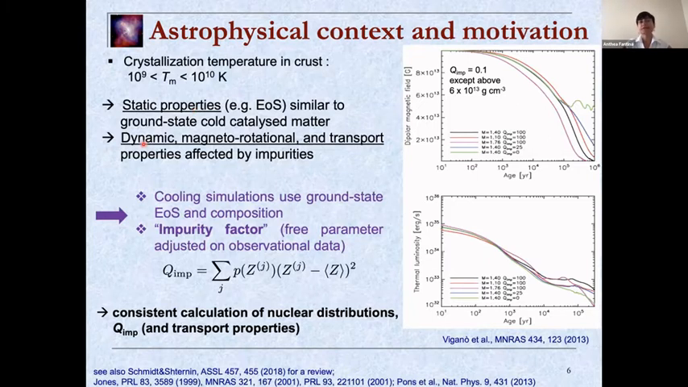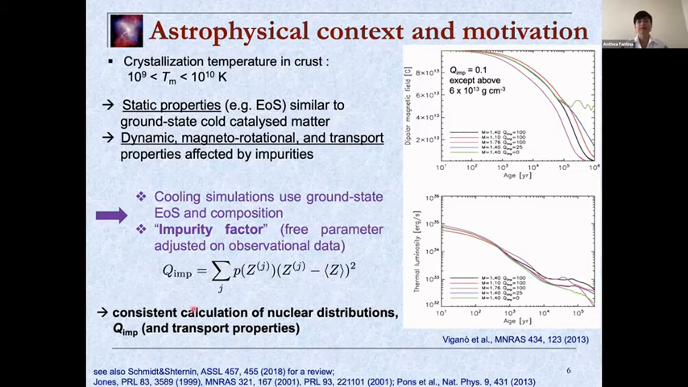And indeed, cooling simulations typically use the ground state equation of state and composition, but recast the nuclear distribution in an impurity factor, which is usually a constant free parameter adjusted on data. And we can see here, from this simulation by Vigano and collaborators, the evolution of the magnetic field and of the thermal luminosity if we use different impurity factors. For example, if you look at the same mass, the green, blue, and black lines, we see that there is a considerable difference in the evolution of both magnetic field and thermal luminosity.